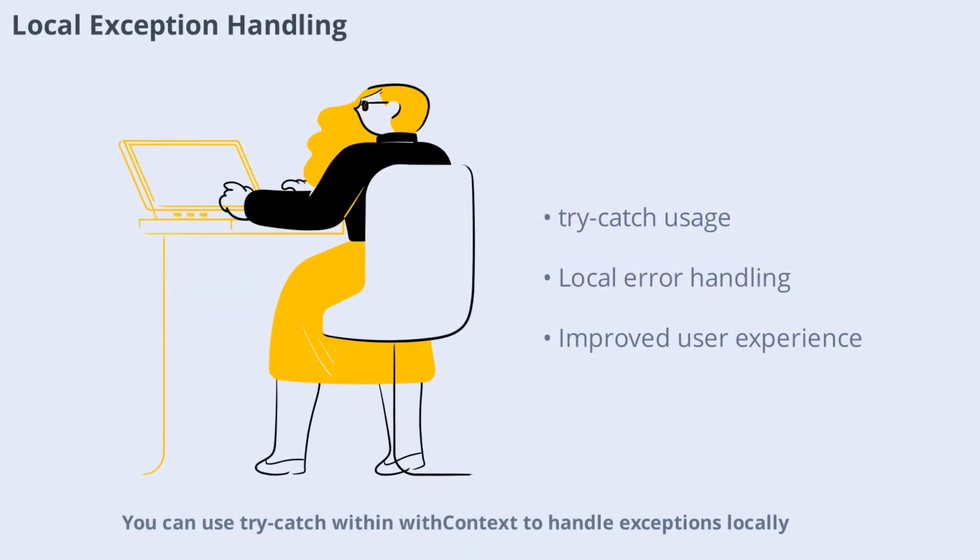You can use try-catch within withContext to handle exceptions locally. This is useful for tasks like network requests, where you want to show an error message to the user if something goes wrong. By catching exceptions within the block, you can provide specific error handling and improve user experience.